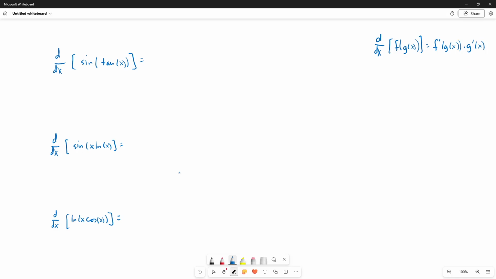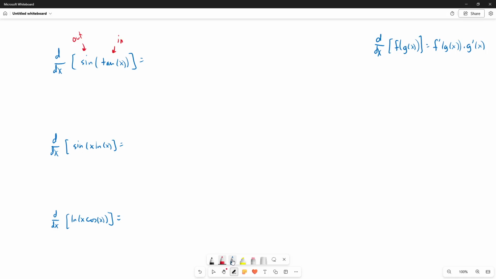of the inner function. So in our first example, we have the sine of the inverse tangent. Sorry, it's not an inverse. The tangent is the inner function. We have the sine of the tangent of x, and the tangent of x is the inside function. The sine is the outside function.